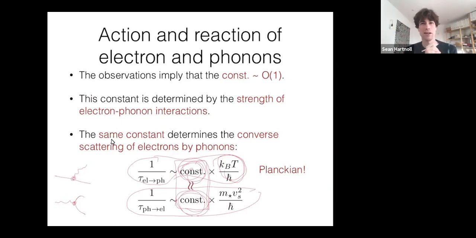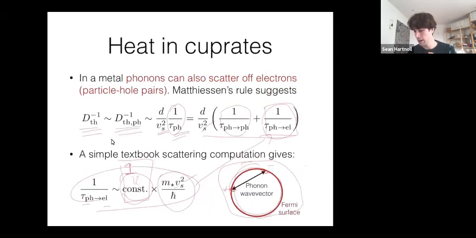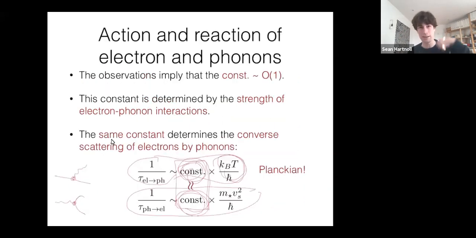Well, I said, okay, I cannot tell you what the electrons are scattering off, but let's look at what the phonons are doing. And I'm claiming that this thermal diffusivity sees the phonons scattering off the electrons, and it tells you how strong that is. We take that result, and by consistency, you recover the Planckian scattering of electrons by phonons. So it really is there. That's what I'm trying to say.